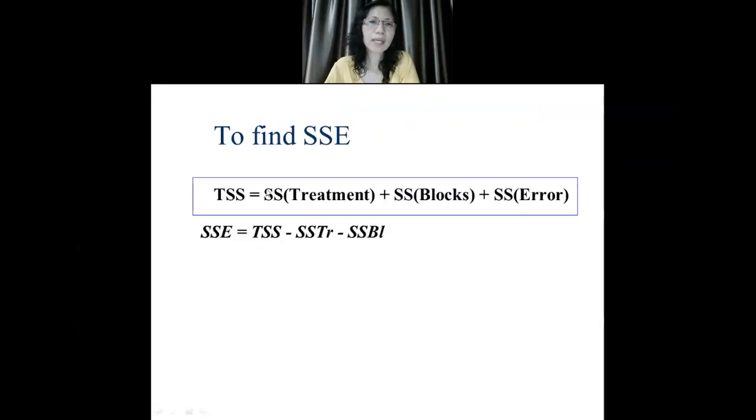So to find the SSE, the total sum of squares equals the sum of squares due to the treatment plus the sum of squares due to the blocks plus the sum of squares due to error. So the sum of squares due to error is the total sum of squares minus SSTR, which stands for treatment, minus SS due to the blocks.